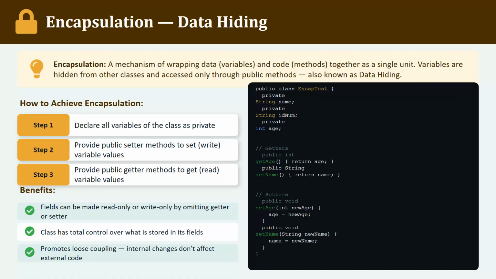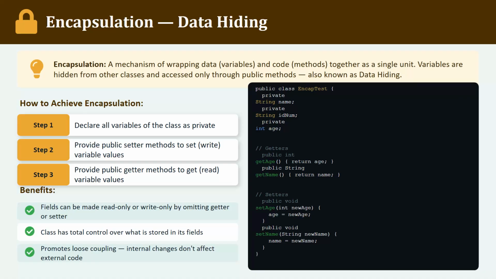So how do you achieve encapsulation? We have said, number one, declare all the variables of the class as private. Number two, you can provide public setter methods to set or write variable values. Or number three, you can provide public getter methods to get or read variable values. And that is very important.